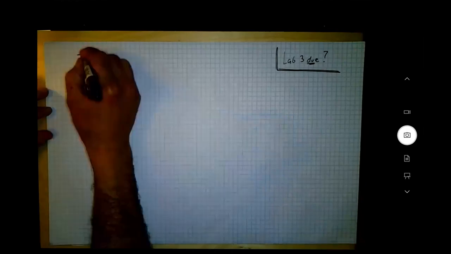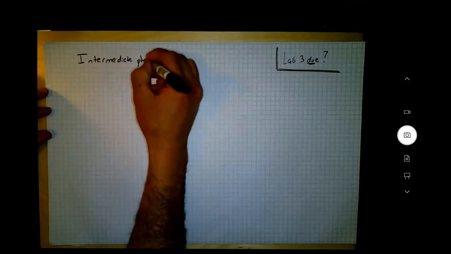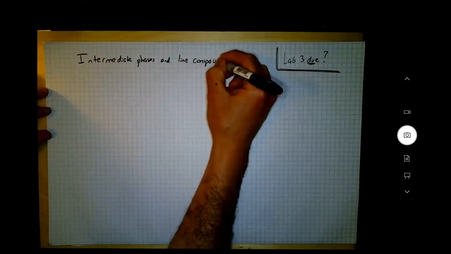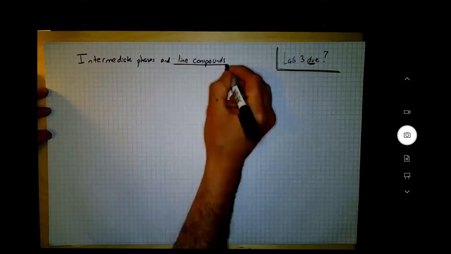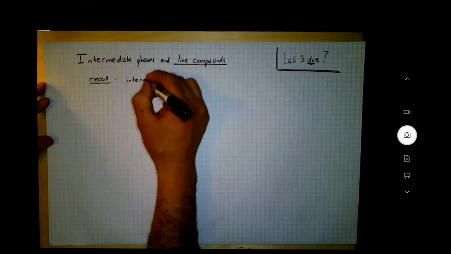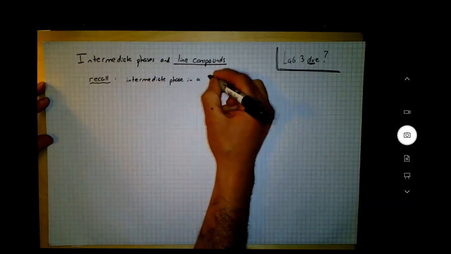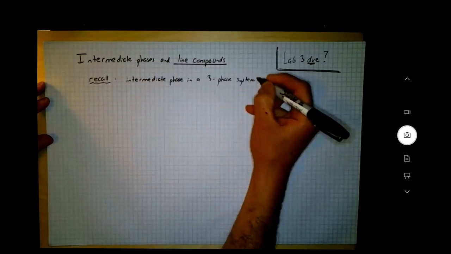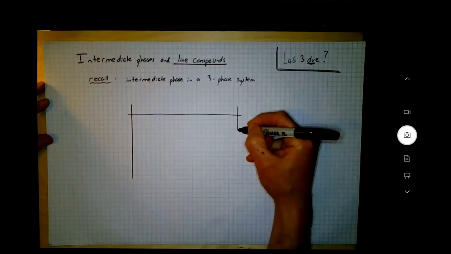All right, let's talk about intermediate phases and line compounds. So we've talked about line compounds. I want you to recall an intermediate phase in a three-phase system. I'm going to recall it visually, and we're going to remember what the free energy composition diagram looked like in such a case.